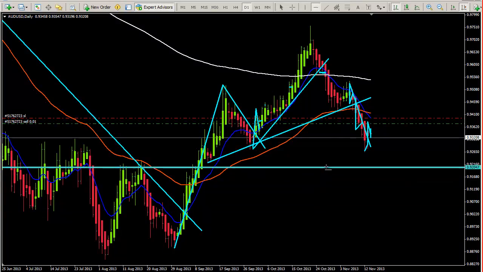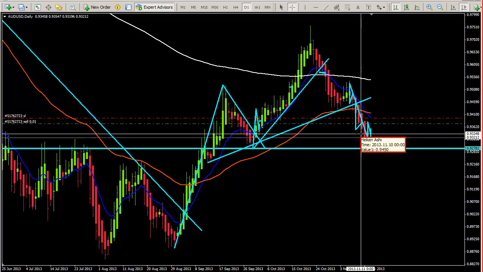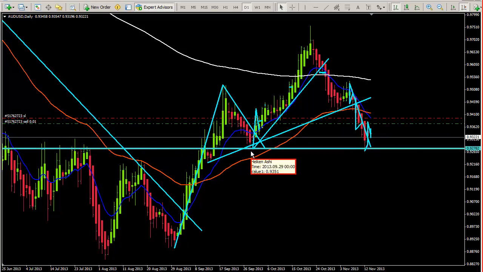We had a lot of support down here, right? Previous resistance acting as support here. And what did we say when the price was still up there? We said if the price reaches here, we expect a bounce because of previous resistance and here also support. All this is acting as support down here, right?